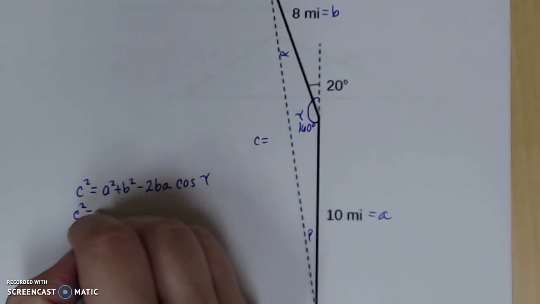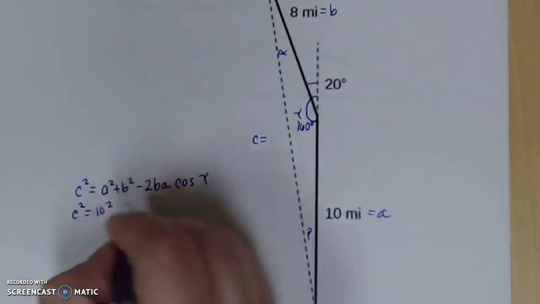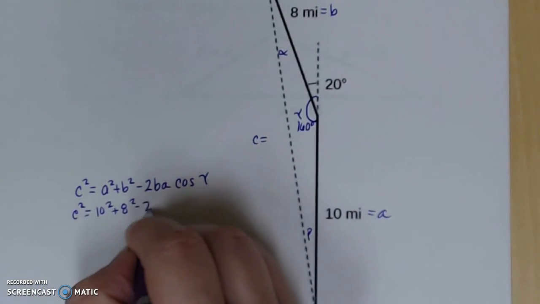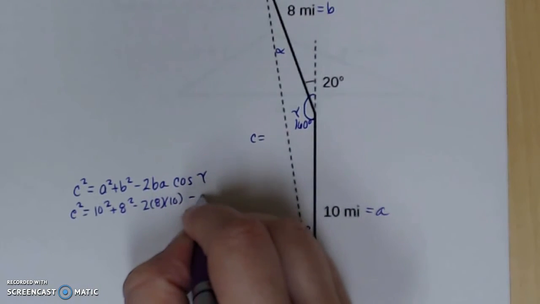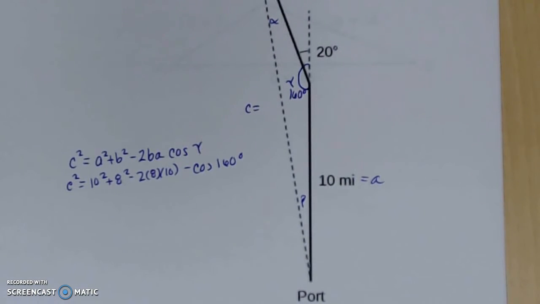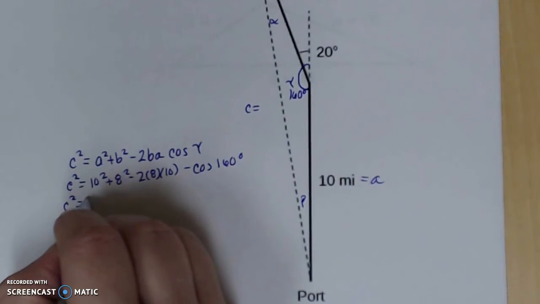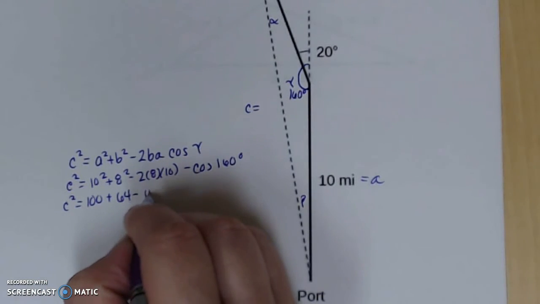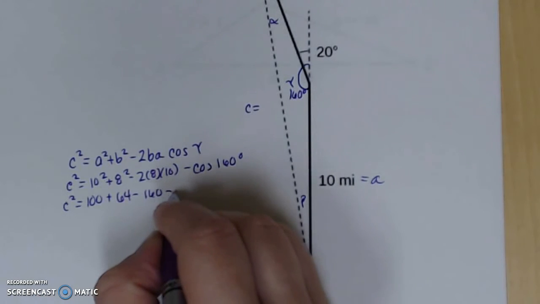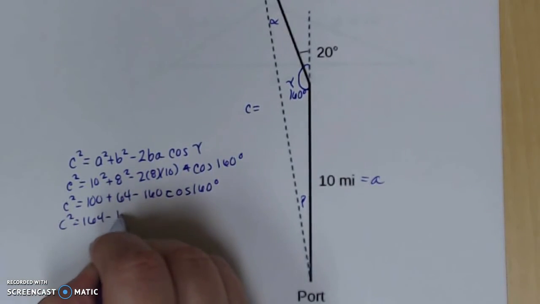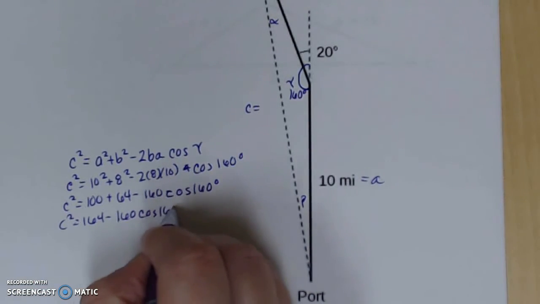So C squared equals, let's see, 10 squared. And you could label these differently if you like. I just wanted to reference them so it fits well with my formula. Minus cosine of 160 degrees. So I want to make sure my calculator's in degree mode with this one. Start working this out. Be careful with combining like terms in here. Don't over add this all together. So let's see, that gives me 164 minus 160. I'm not going to subtract those.